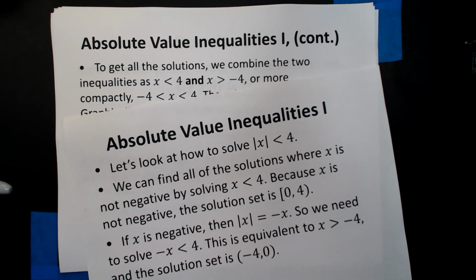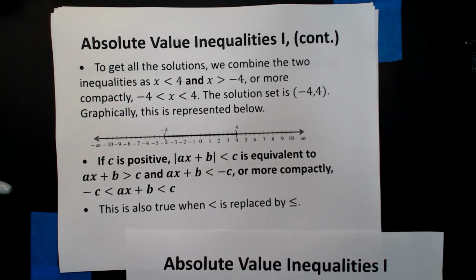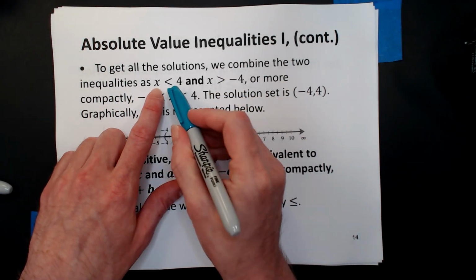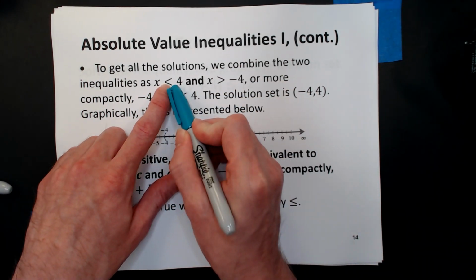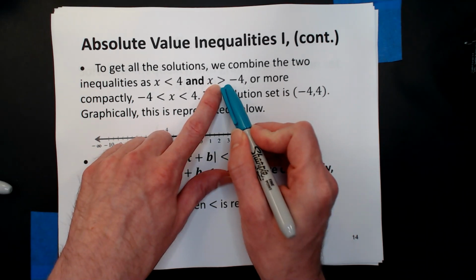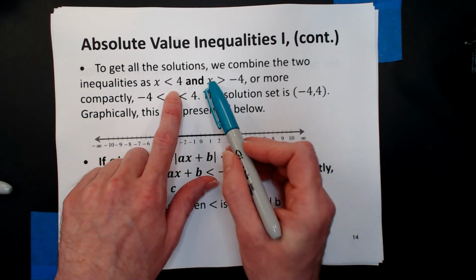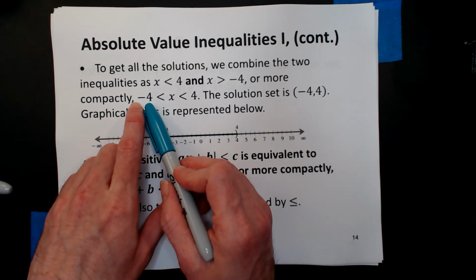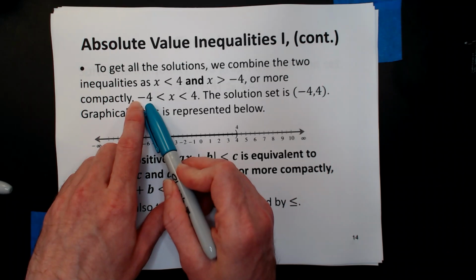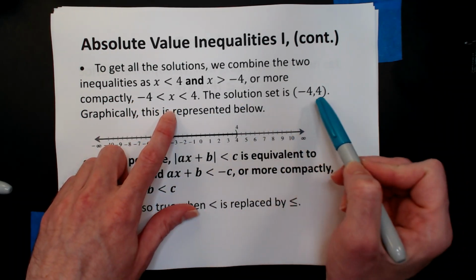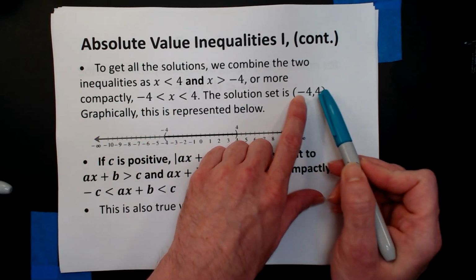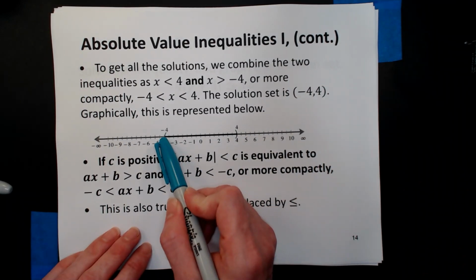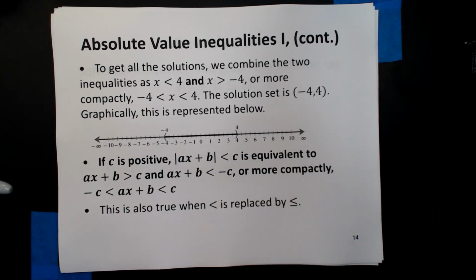So this becomes the situation where we have to get all the solutions. We combine the two inequalities where we want all the values less than 4 and all the values greater than negative 4. And since we have an and, we can combine these two into one interval, or a compound inequality or double inequality. And we have negative 4 is less than x, which is less than 4. The solution set is from negative 4 to 4, parentheses on both sides. Graphically, this is represented below as negative 4 and 4 shaded in between.